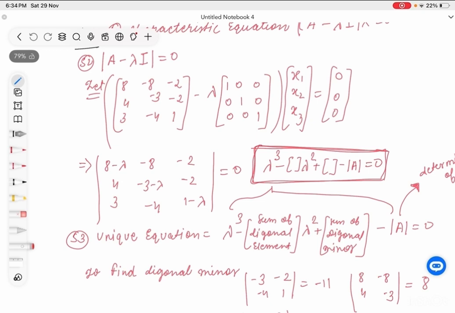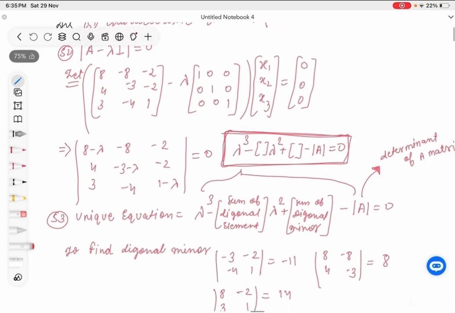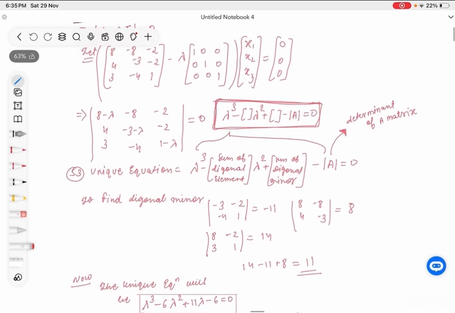After this, our step 3 is to put the values in the unique equation. The unique equation is lambda cubed minus the sum of diagonal elements times lambda squared plus the sum of the diagonal elements of minors minus the determinant of the matrix. Here we find how we can find the minor.